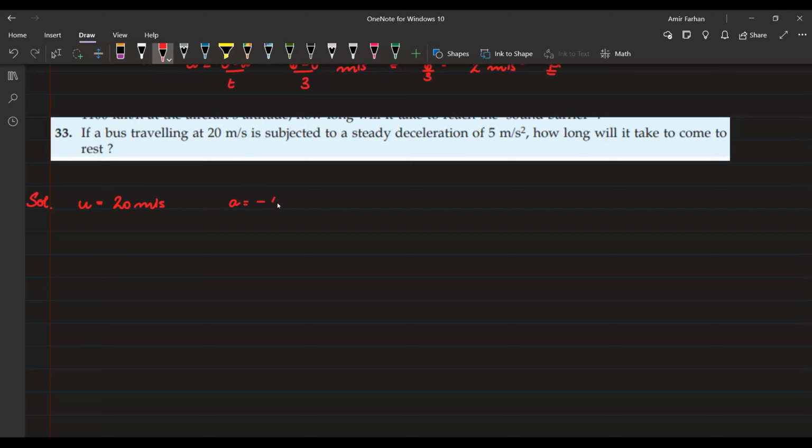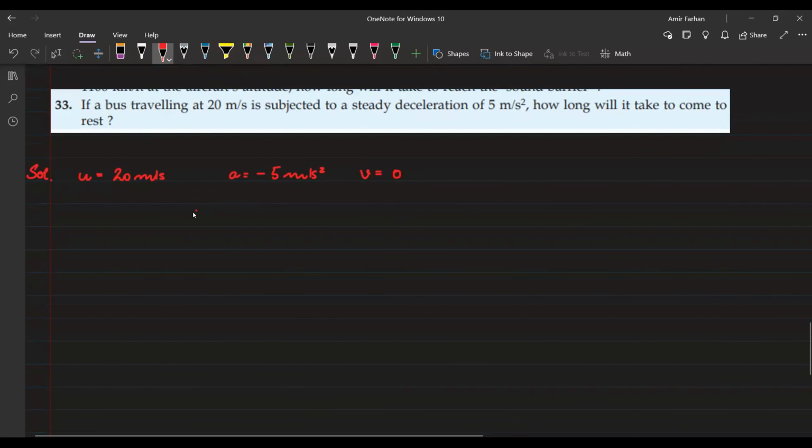Let me tell you. It will be negative, because the word deceleration is used. It means a negative acceleration of 5 meter per second square. The bus comes to rest. How long will it take to come to rest? What will be the final velocity? Sir, 0. Very good. Now we have to find the time according to the question.